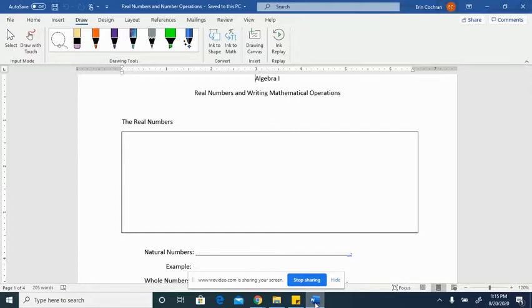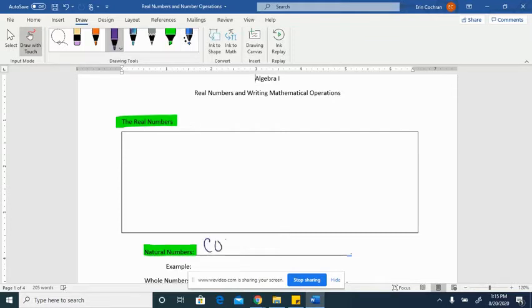The first thing we're going to talk about is the real number system. We have different classifications for real numbers. Real numbers are pretty much every single number that you guys are used to. The first set of numbers we're going to talk about are natural numbers. Natural numbers are our counting numbers.